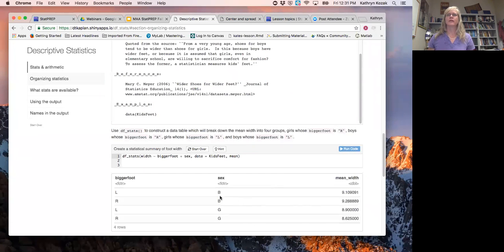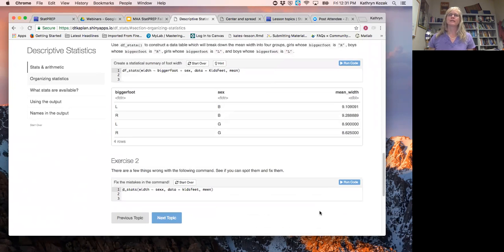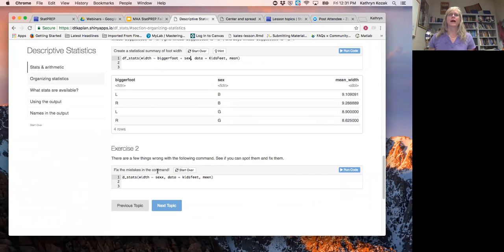And so now we can see the sex is boy or girl, and what their bigger foot is. If their left foot is the bigger foot, what is its mean width? And if their bigger foot is the right foot, what is their mean width, and so forth. So these are just things that they can play around with and see how things work and see what happens. One of the frustrations my students have is that they get things wrong, and then they don't know what's wrong. So this exercise lets you see what's wrong.